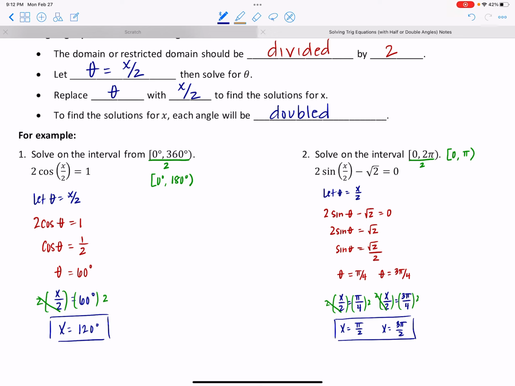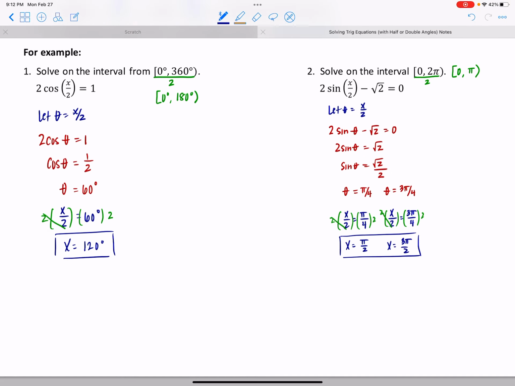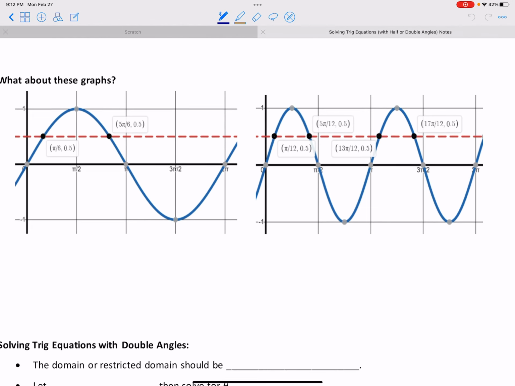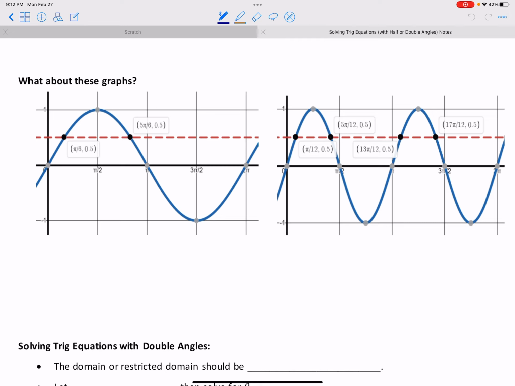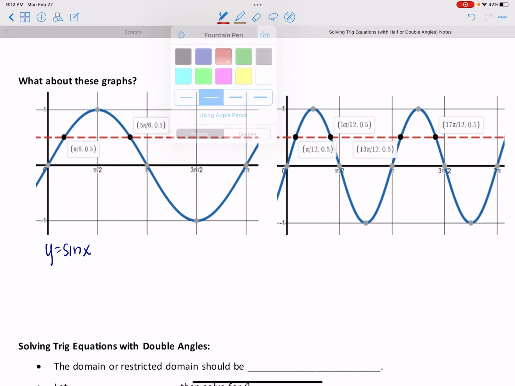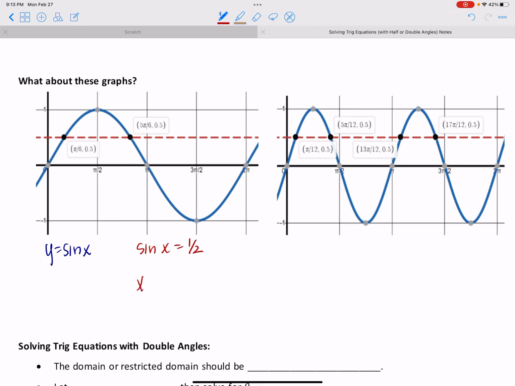Alright, now a similar concept is going to happen when we're trying to solve with a double angle. So first, again, let me show you the graph. I'm comparing here y equal to the sine of x, and solving where the sine of x is equal to a half. Again, I said solutions would be pi over 6 and 5 pi over 6.